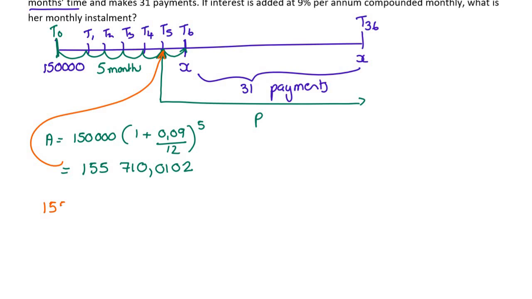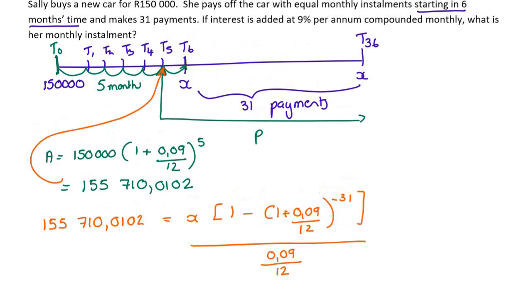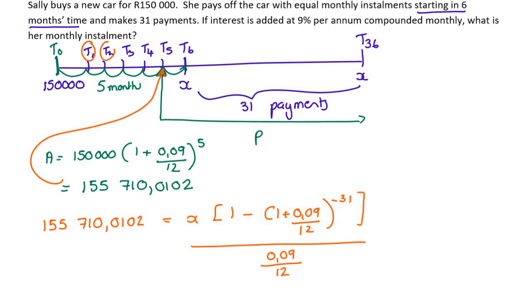I'm going to go straight to substitution. So she owes a loan of 155,710 Rand. I don't know how much she's paying. Her interest is at 9% compounded monthly, and they've told me she makes 31 payments. They could have made this question a little bit more difficult and said her last payment is at the end of 36 months. And then most people will take 6 away and say she makes 30 payments. So just be careful. How many payments did she miss? She missed 1, 2, 3, 4, 5 payments. She hasn't actually missed 6 payments, which is why I know that it's 36 months when she ends.